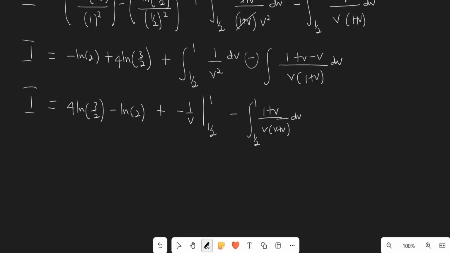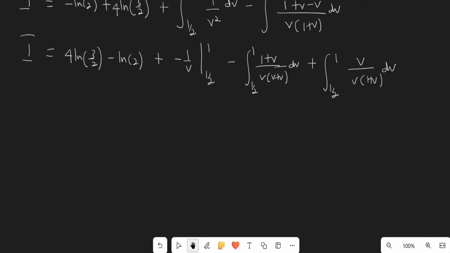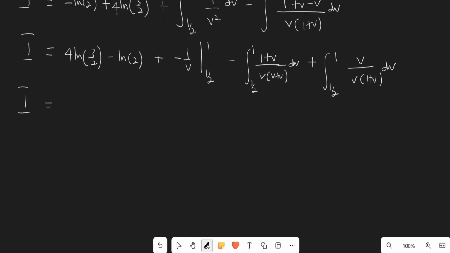The next one is going to be negative, right? That is going to be positive the integral from 1/2 to 1 of v all over v times 1 plus v dv. Alright, so I is going to be equal to 4 times the ln of 3 over 2 minus the ln of 2. And this one, plugging in the limits, you have negative 1 over 1, which is 1, minus 1 over half. 1 over half is 2. This is what we have.